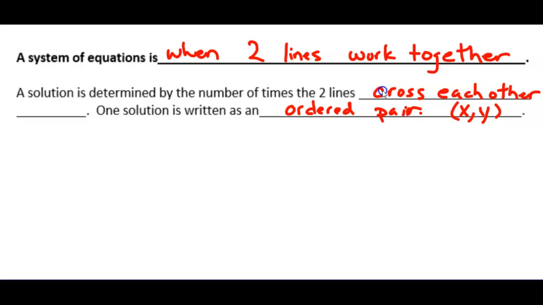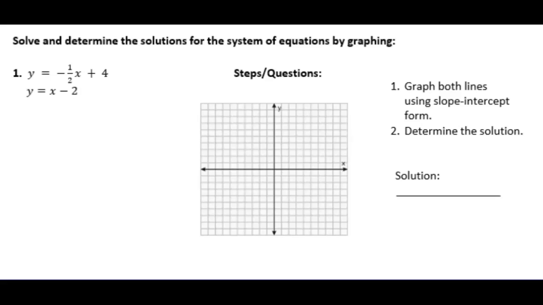So let's look at a problem. Let's say our equations are this, and we need to graph this, okay? So what's my M here? My M is -1/2, and my B is +4.